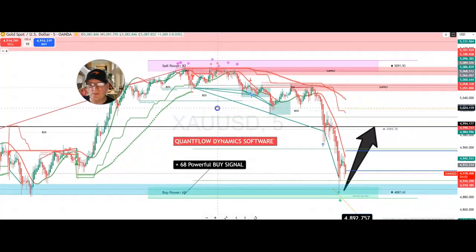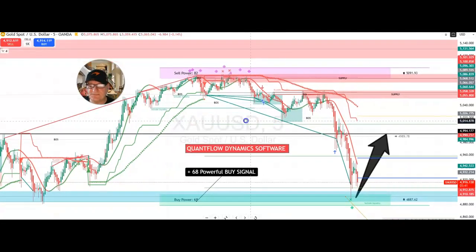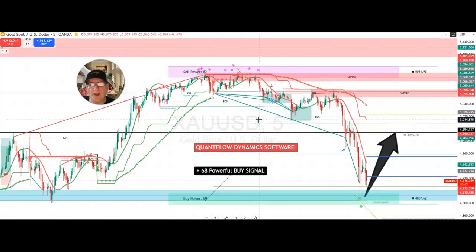However, there is another way to do that. So you can actually enter the position right on the middle of the sell power. 50.91 is the number and the price flicked into it and then it went down. So you can actually enter that. Let me just turn off the QuantFlow dynamic software just so I can explain a little bit more about that sell power.